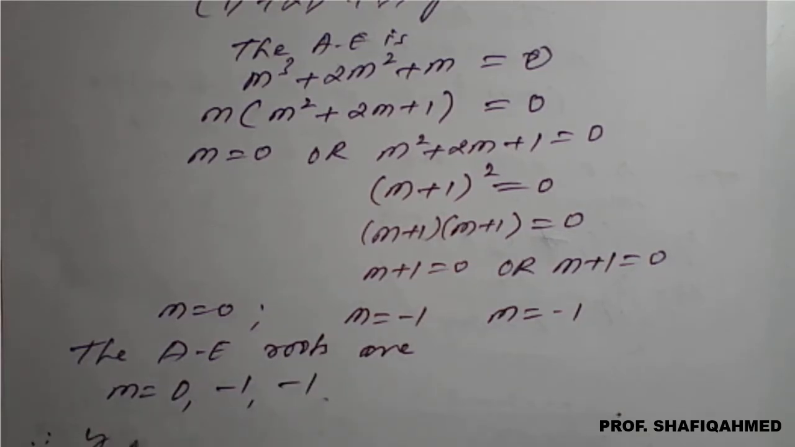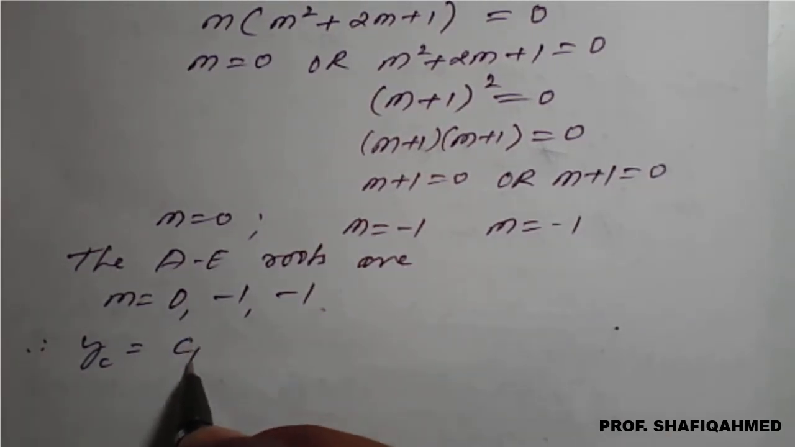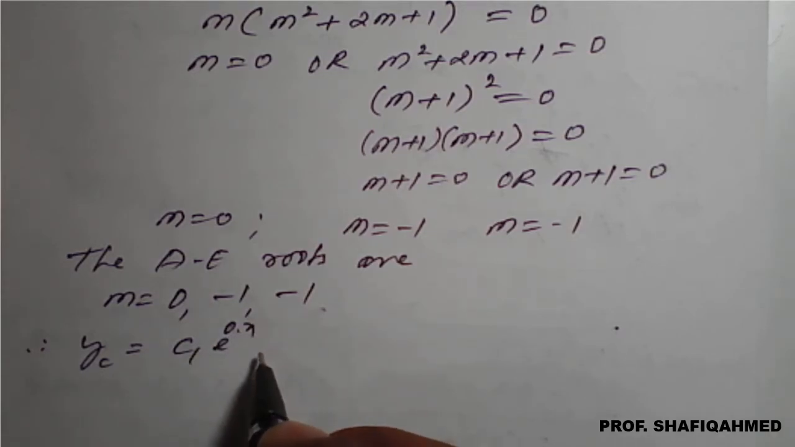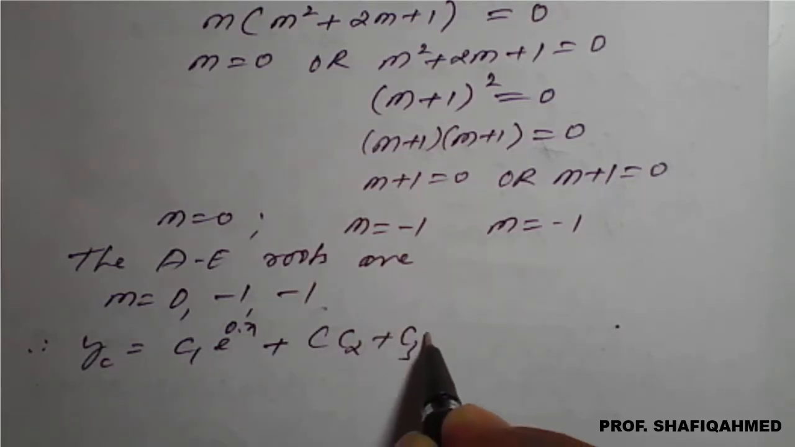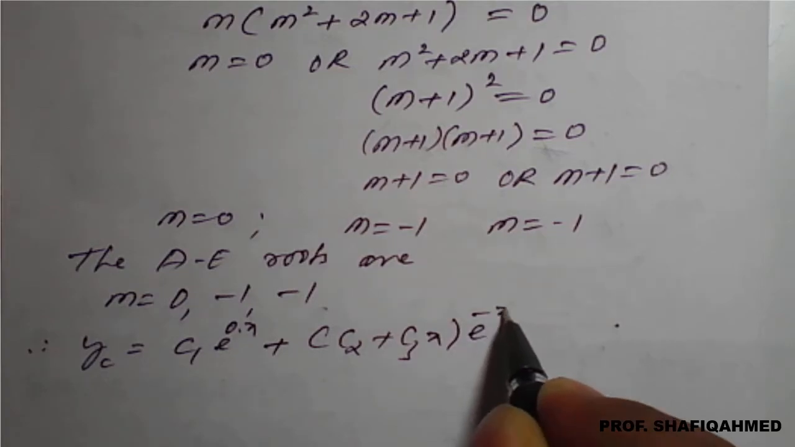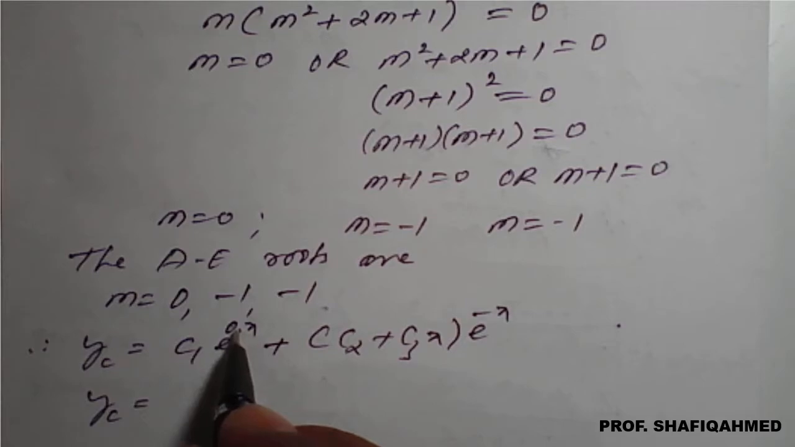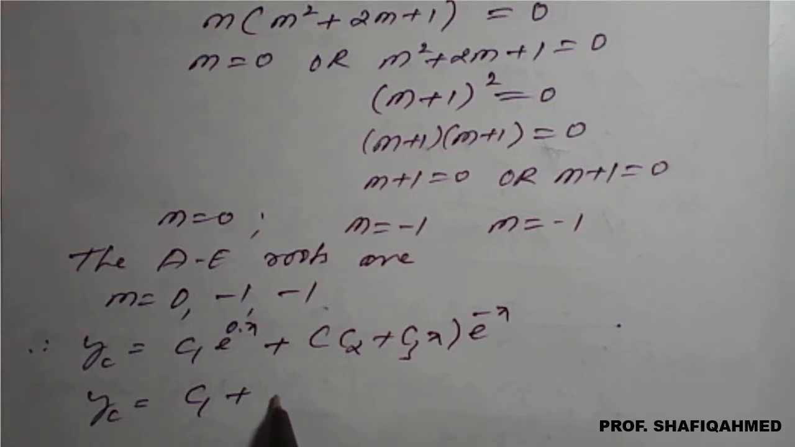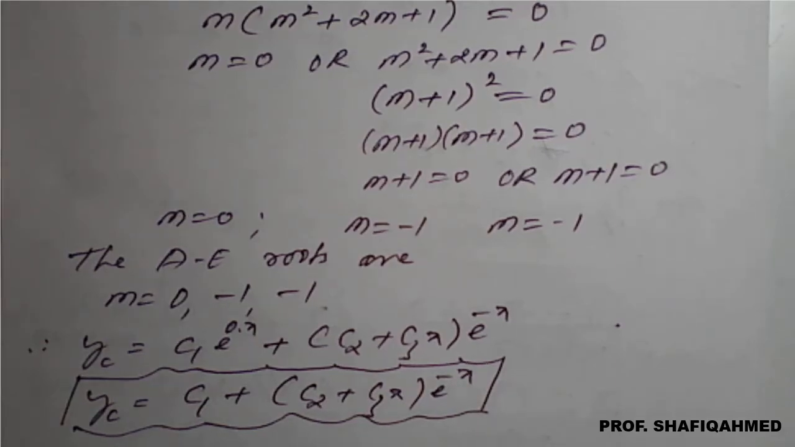Therefore the complementary function, that is yc, is equal to c1 e raised to 0 into x, plus, since roots are repeated, c2 plus c3x into e raised to minus x. Therefore I will rearrange. So yc: c1 e raised to 0 into x is nothing but e raised to 0, and e raised to 0 is 1. Therefore c1 plus bracket c2 plus c3x into e raised to minus x. So this is the required complementary function.